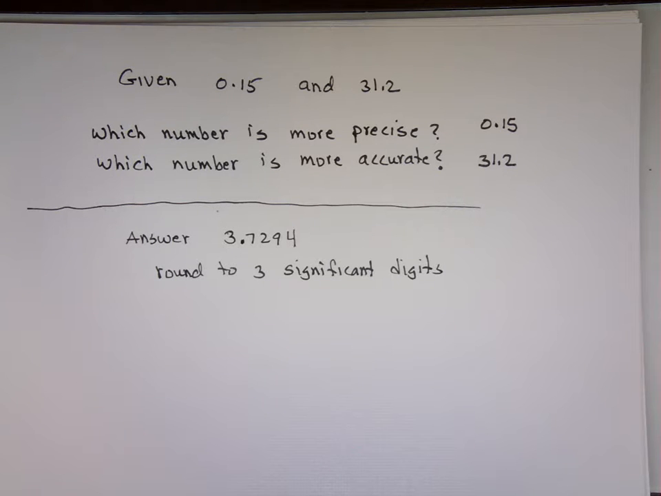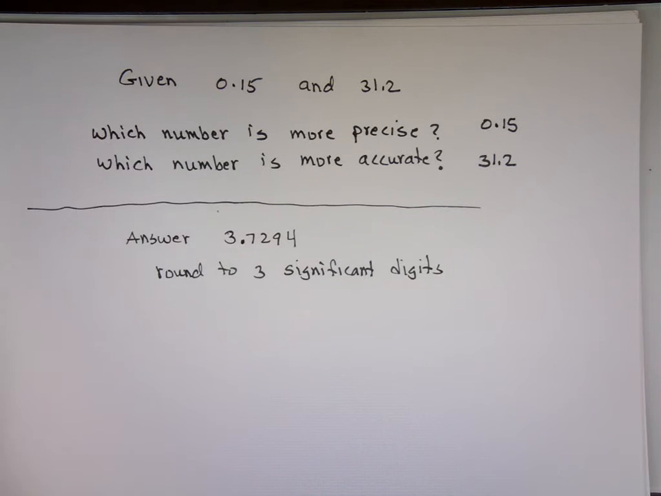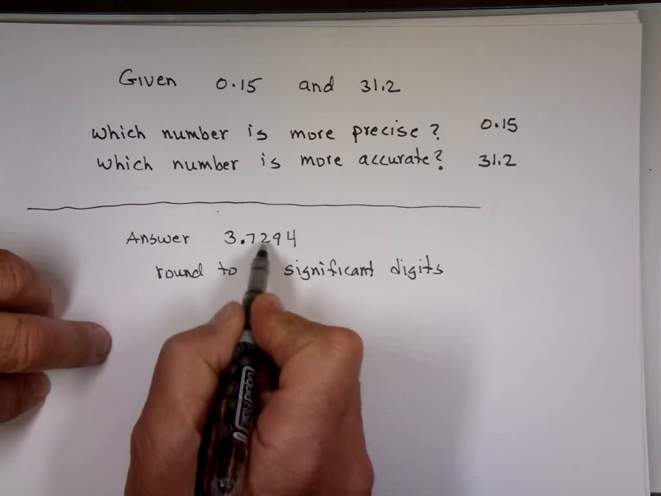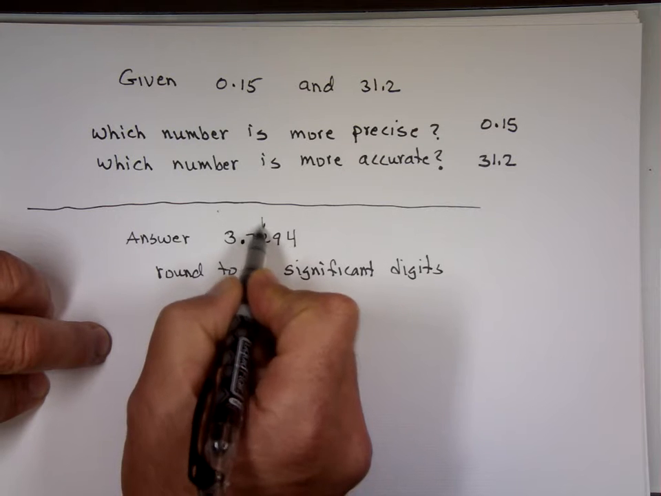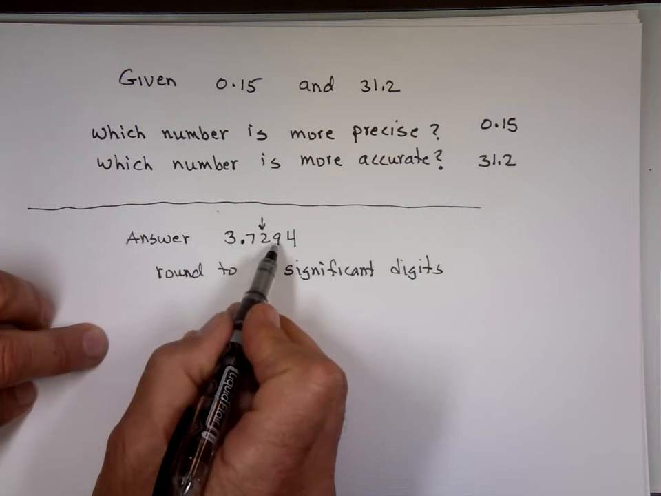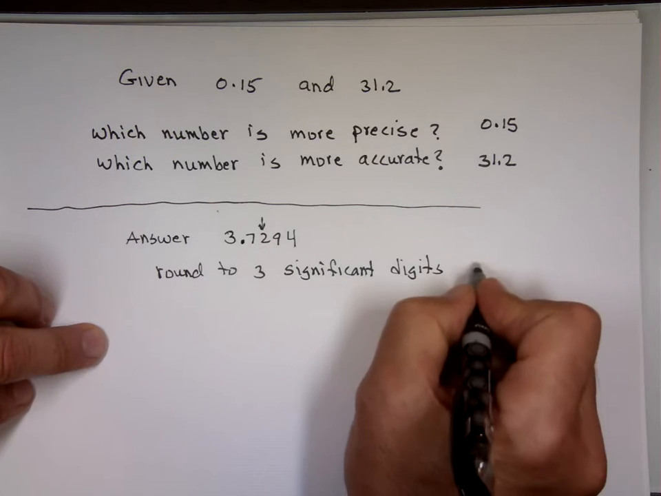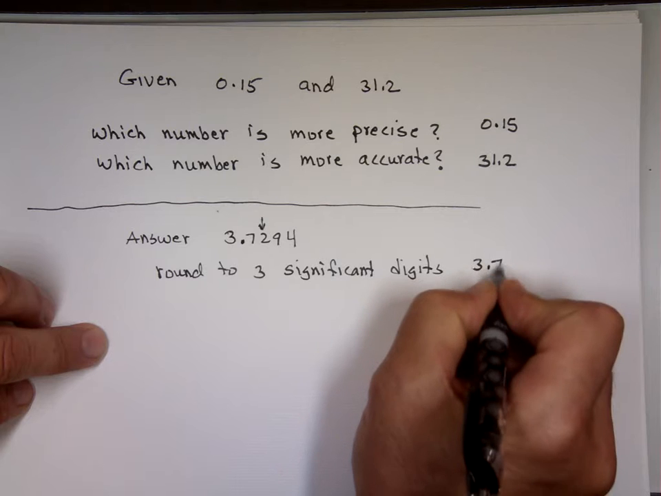So the 3 has to stay there, the 7 has to stay, but now the 2, since this is the 3rd significant digit right here. That's your 3rd one, 1, 2, 3. But since the number after it is 5 or more, you add 1 to this. That's more than 5. So that number becomes 3.73.